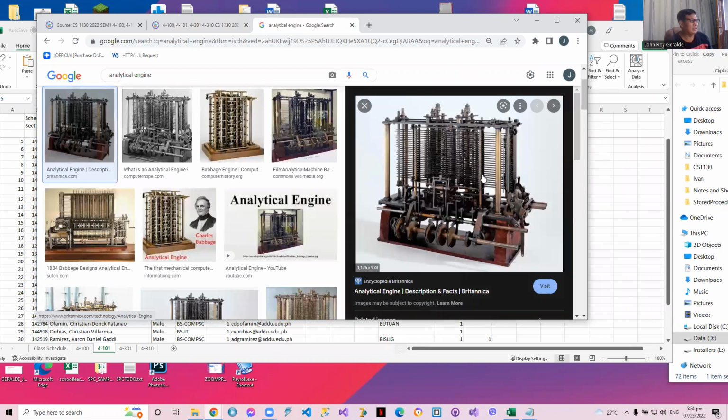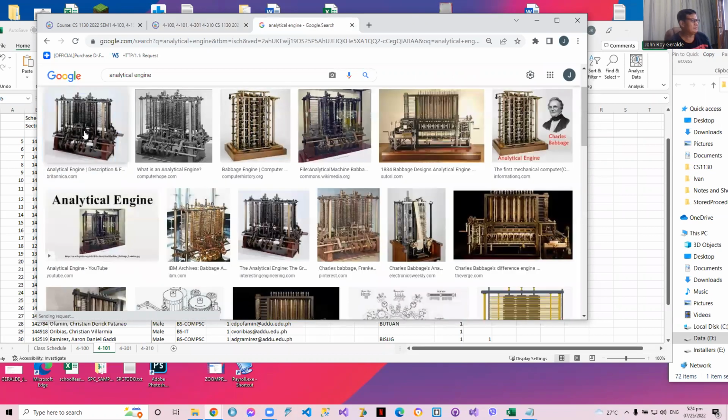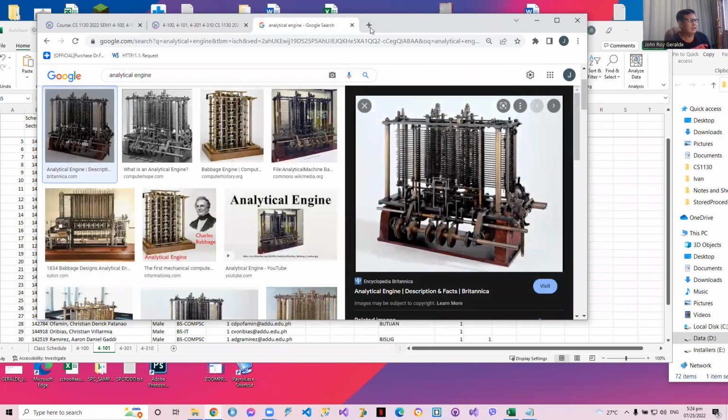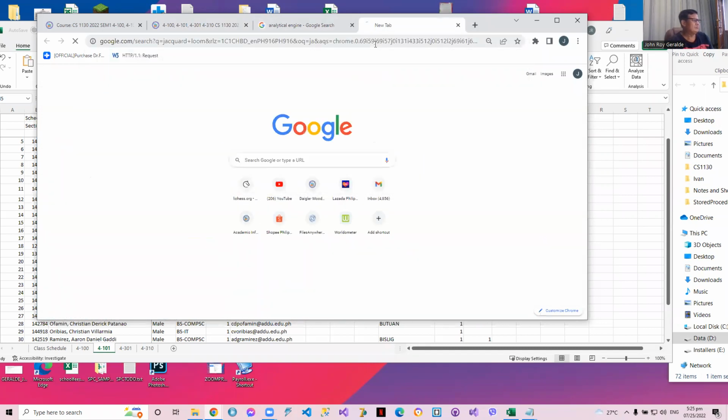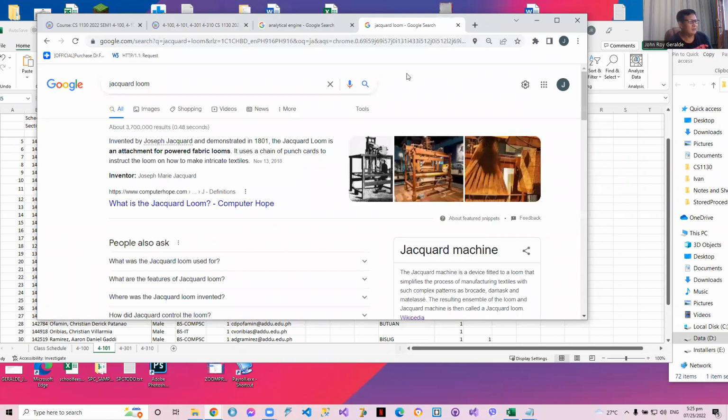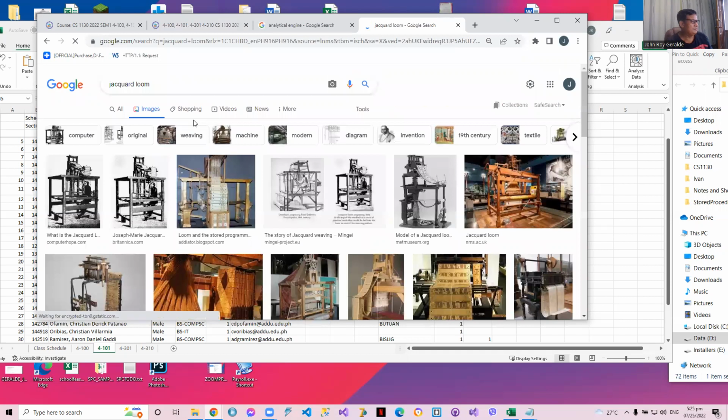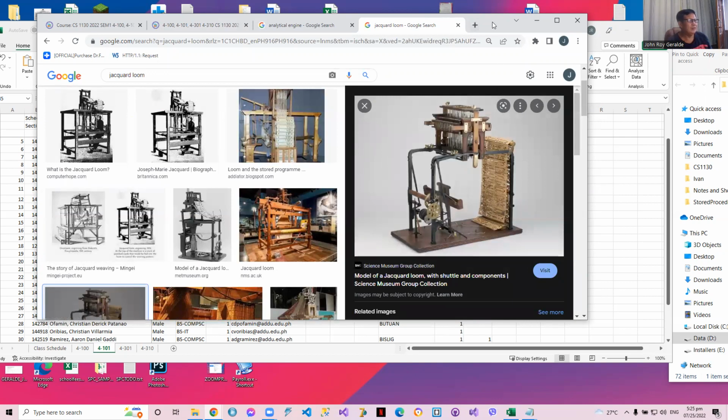So ito yung analytical engine. And then let's look at the Jacquard loom. Is there a better image of the Jacquard loom? Ito, this is a better image. Okay, ito na lang. Okay, we follow.